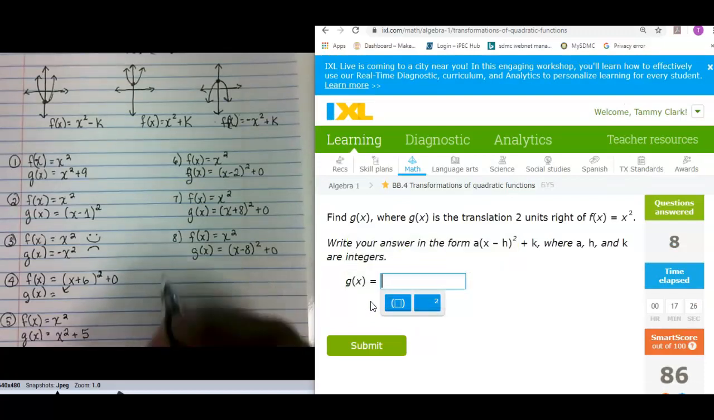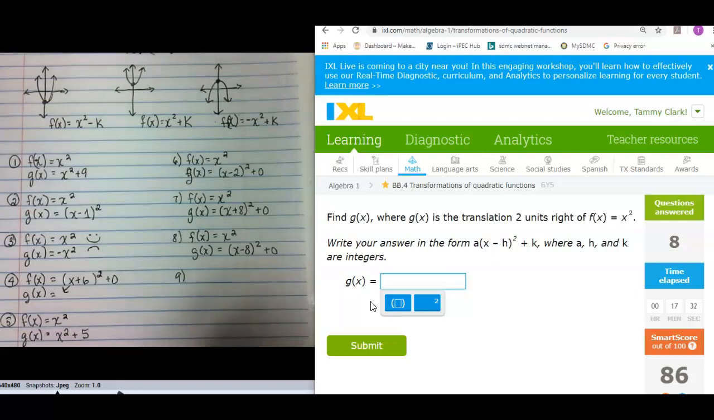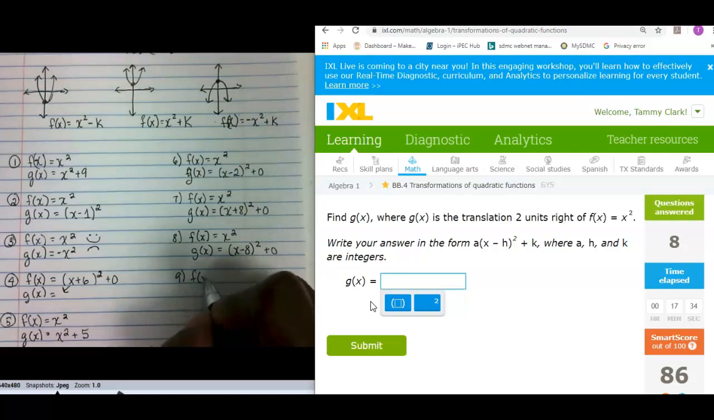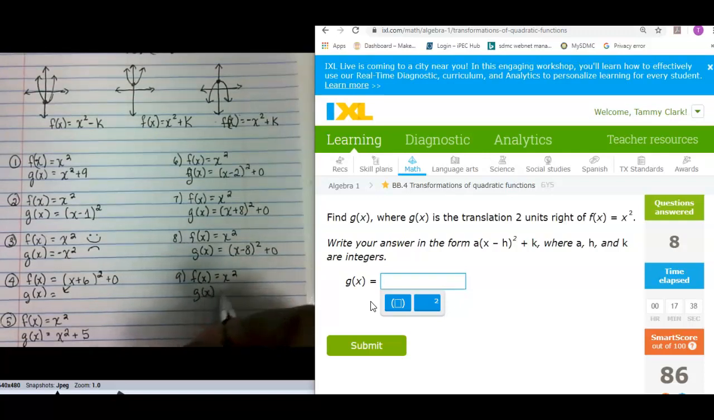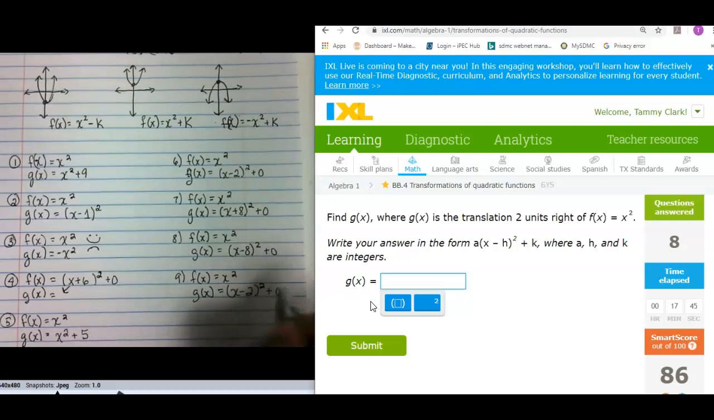Now this one says find g of x, where g of x is a translation 2 units right of f of x equals x squared. So we've got g of x, and it moved 2 units right, so we have to move back 2 units to get to 0, and there's no up or down movement.